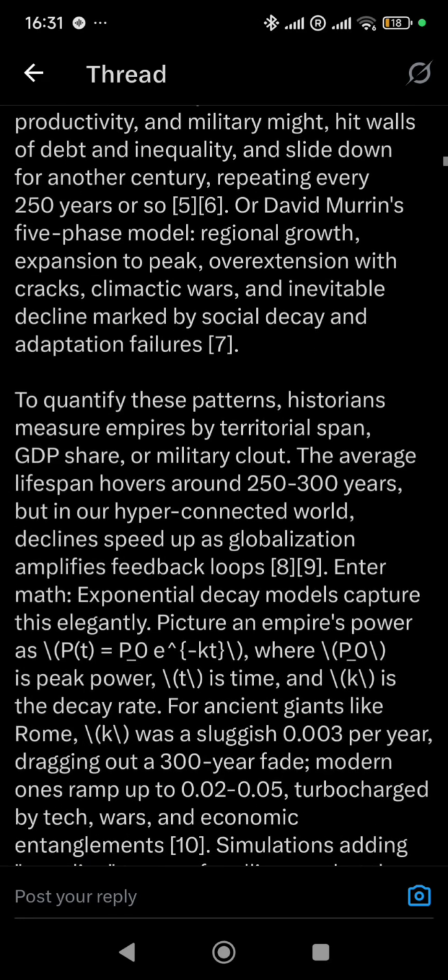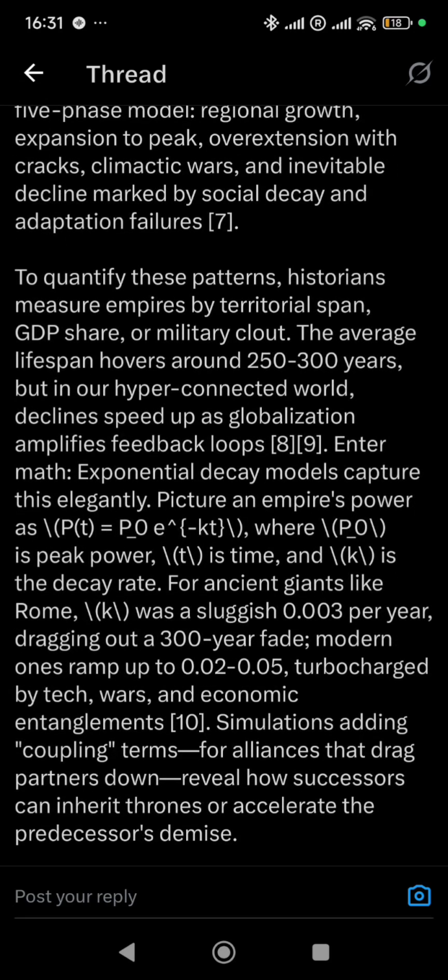To quantify these patterns, historians measure empires by territorial span, GDP share, or military clout. The average lifespan hovers around 250 to 300 years, but in our hyper-connected world, declines speed up as globalization amplifies feedback loops. References 8 and 9.